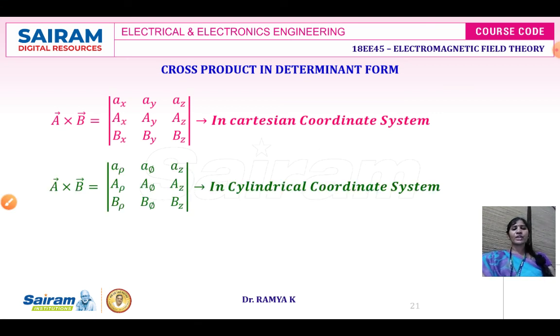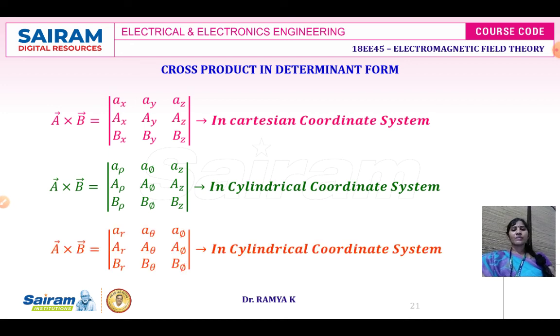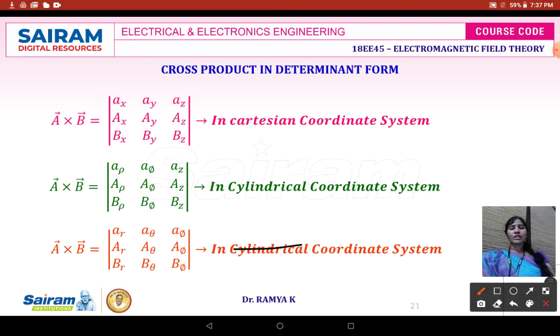Next, this is the cross product in the spherical coordinate system. It's not the cylindrical coordinate system. This is the spherical coordinate system, because in the spherical coordinate system it is r, theta and phi. In the next class we will be solving some numerical problems under these topics. Thank you, students.